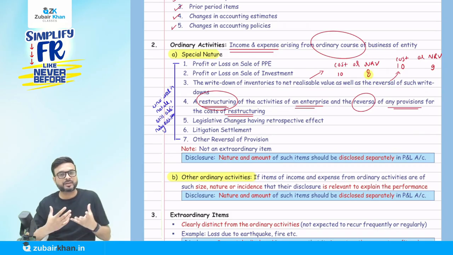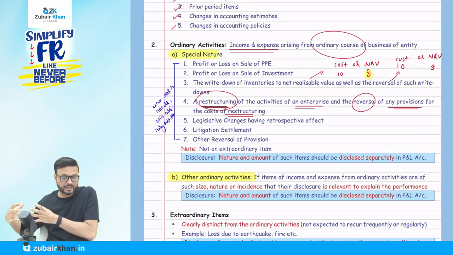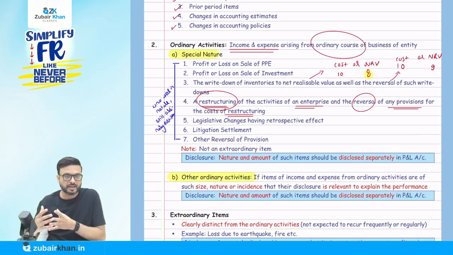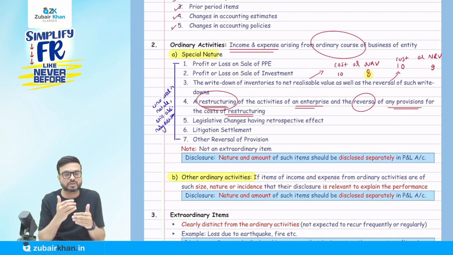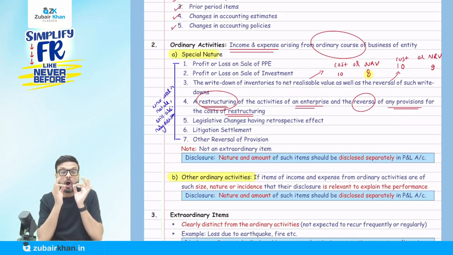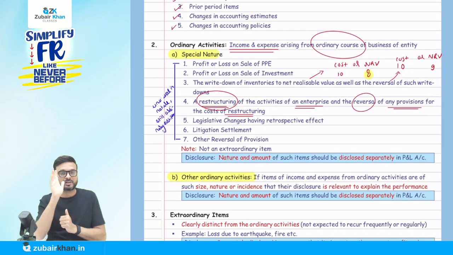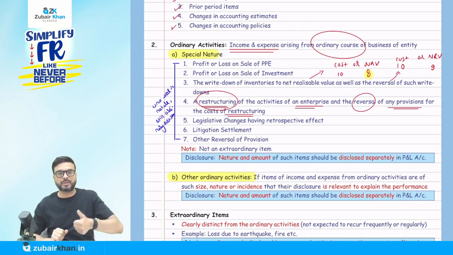So what is reversal? Reversal means a provision that we have created, now we are cancelling it. For example, we create a provision of rupees 10 lakh, now I am cancelling 2 lakh. So that 2 lakh is a reversal. Both creating a provision and reversal of that provision are ordinary activity but of special nature. So the 4th point: profit or loss on sale of PP, profit or loss on sale of investment, the written down of inventory, restructuring of the activity of an enterprise, reversal of provision.